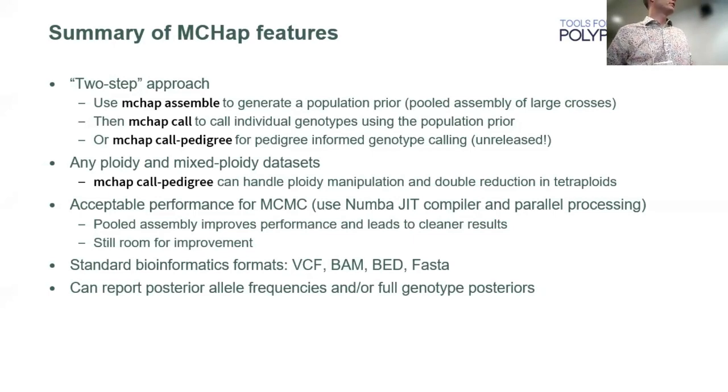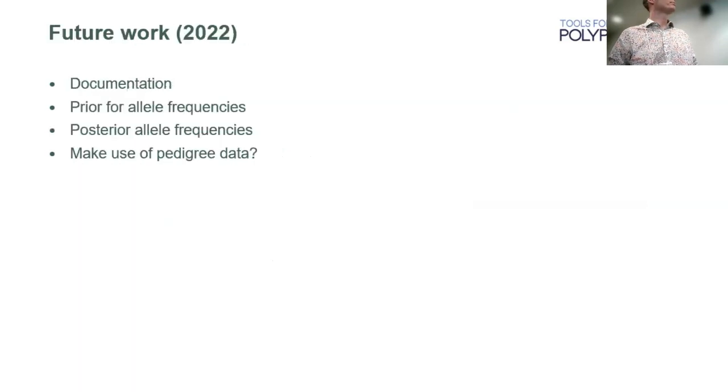We really emphasize standard bioinformatic formats, and I would encourage others to as well. It's a bit of a hassle getting used to them, but you can actually do a lot with VCF if you just play around with it and still be within the specification. It makes interoperability between programs very easy. And finally, not shown here, we can report much more posterior information, including full genotype posteriors, if you're interested in that. That makes for a huge VCF, though, so be careful.